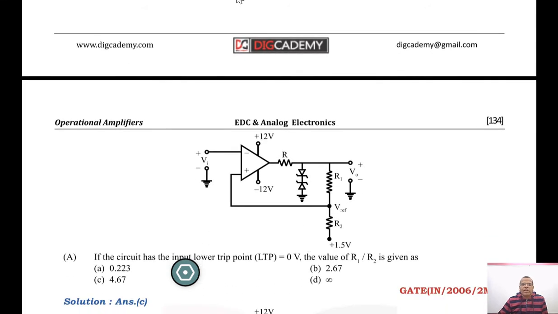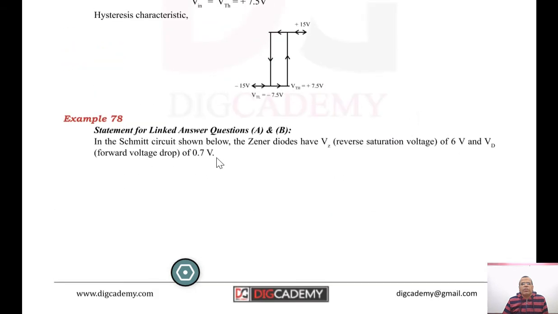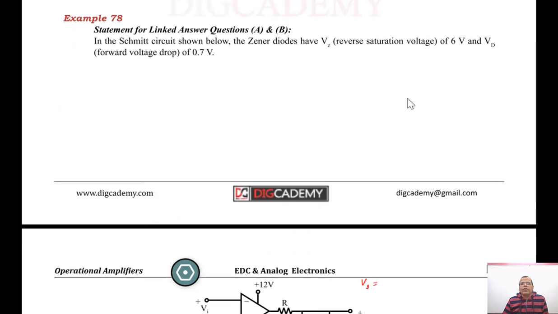You are given this circuit, so when input voltage is positive, this diode will be reverse biased, voltage drop across this will be Vz, and this will be forward bias, so voltage drop across this will be Vd. And when output voltage is negative, this will be reverse biased, voltage across reverse bias Zener diode is Vz, this will be forward bias, voltage across the diode will be Vd. So what is Vd given to you? 0.7, and Vz is given to you 6 volt.